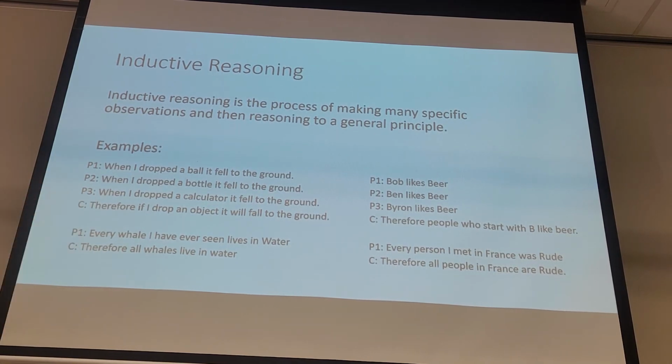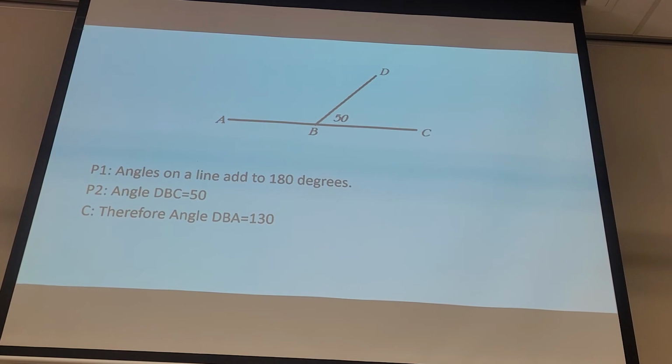All right, so look at this. We have a general principle. Angles on a line add to 180 degrees. Doesn't matter how long the line is. It's a straight line. Angles on a line are 180 degrees. And then we've got this specific case where it's intersecting at 50 degrees. We could have another specific case where it intersects at 70 degrees.